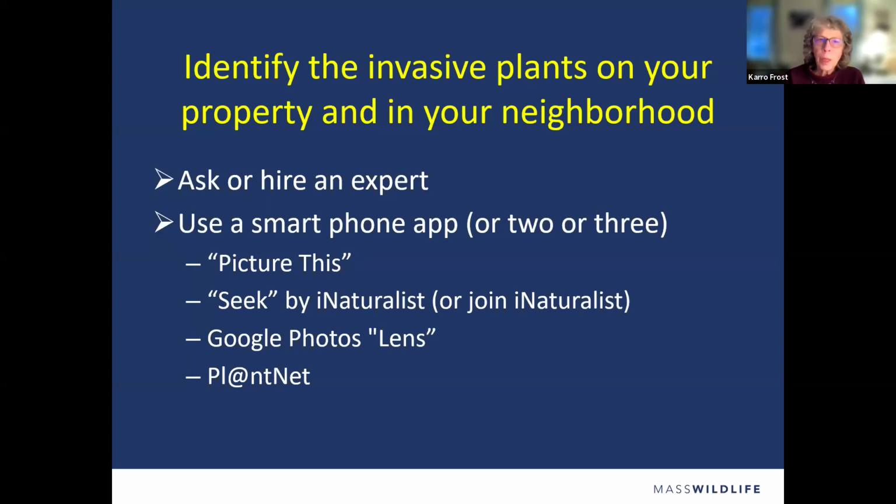But people have told me that they use Picture This. You can use Seek, which is also made by iNaturalist and has the same AI. People have also used PlantNet and have had good luck with that. So check those out, see how they are for identifying what the plants are if you aren't certain. But you want to find out first which invasive ones you have on your property, so you can identify them.